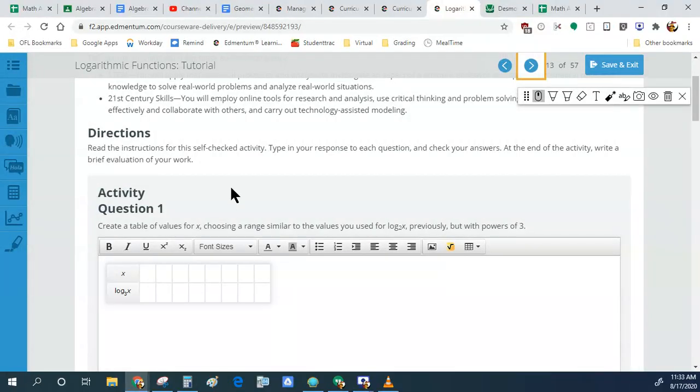All right. So now it wants us to create a graph of similar values. Now we're gonna create a table with the values of x, choosing a range similar to the values that you picked on that one, but with threes. Basically what they're saying is they want us to do this with the power of threes.